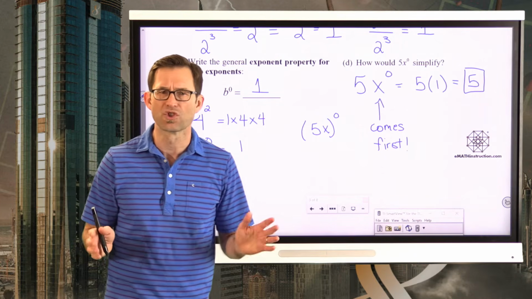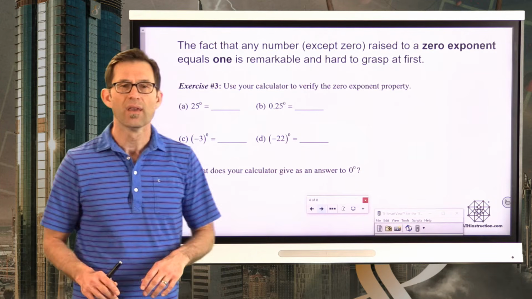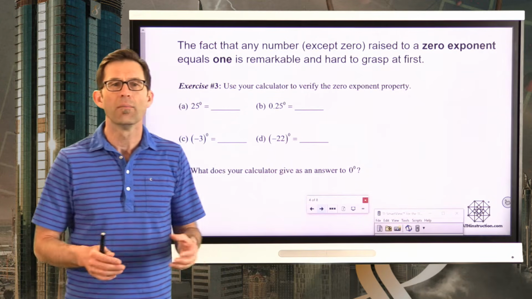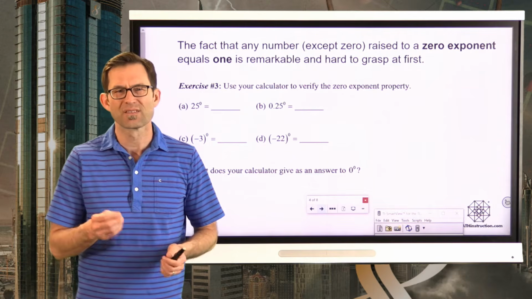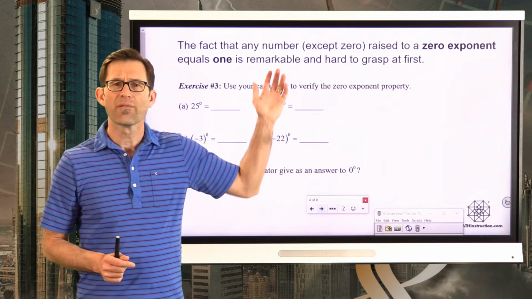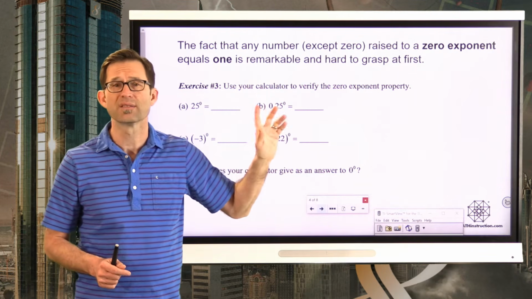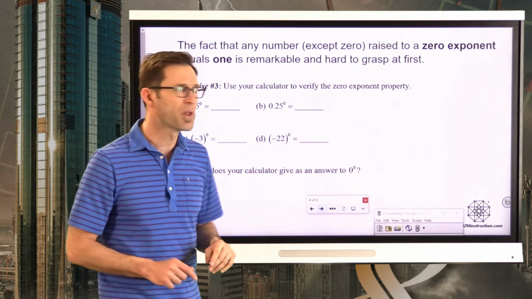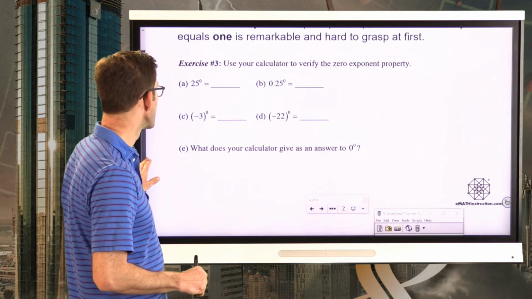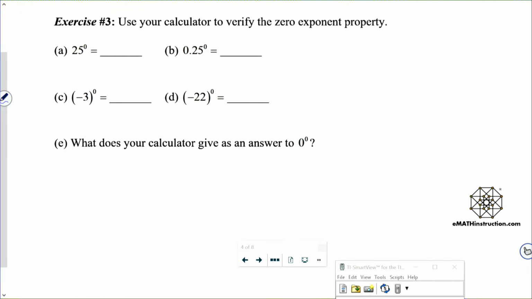Now again, this is a strange idea, a 0 exponent. It really is strange. And one thing that can help us get a grip on things is our calculator. It at least gives us some sense that the calculator knows that property. The fact that any number except 0 raised to the 0 exponent is equal to 1 is remarkable, and it is definitely hard to grasp at first. So let's play around with it just a bit on the calculator. Exercise number 3. Use your calculator to verify the 0 exponent property.